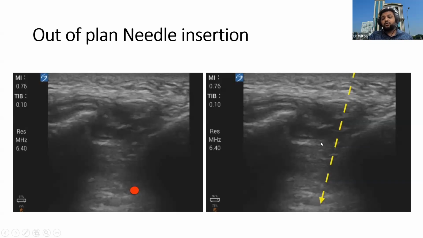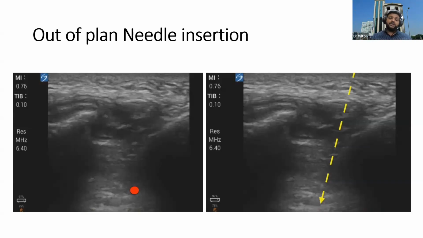you have crossed the ultrasonography beam like this. So you can see the shaft of the needle, but you cannot see the needle tip. So it is better to withdraw and decrease your angulation of the needle. At that time you can see the needle tip.